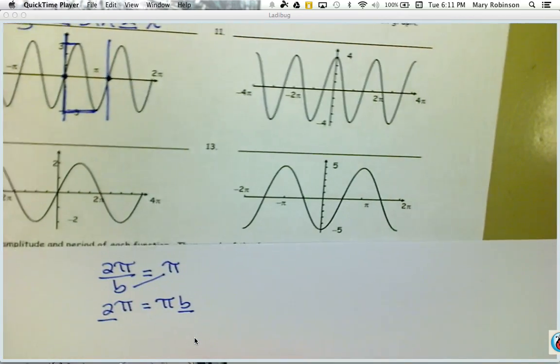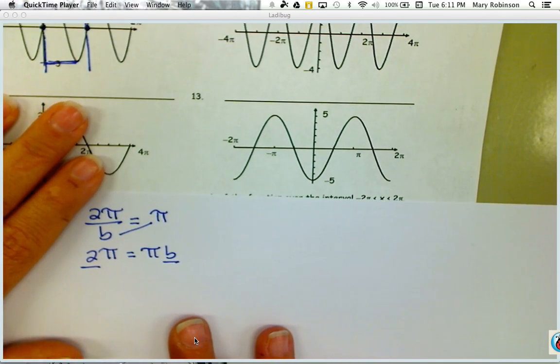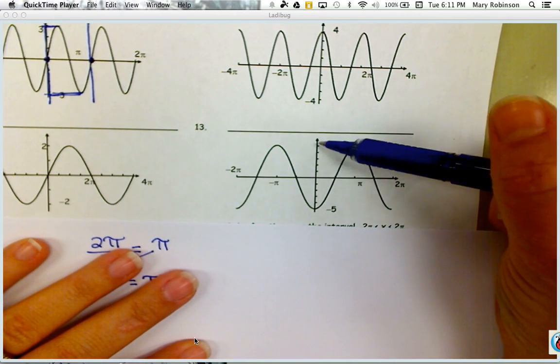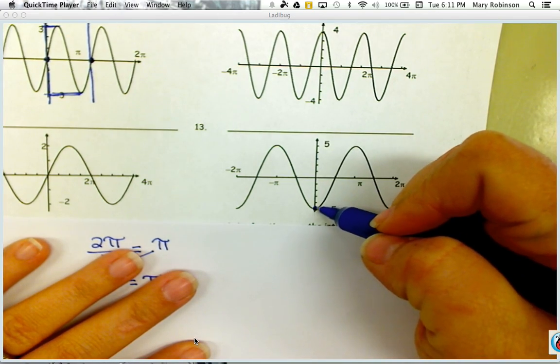I'll do one other to help you out, one that's a cosine function. Looking at 13, I would look at it and say, where does it hit along my y-axis? And you can see that it hits down here at -5.